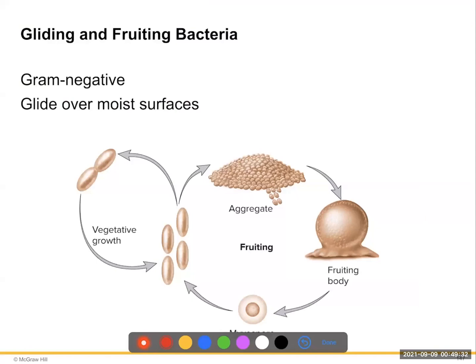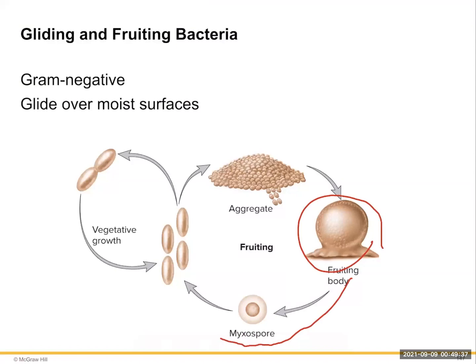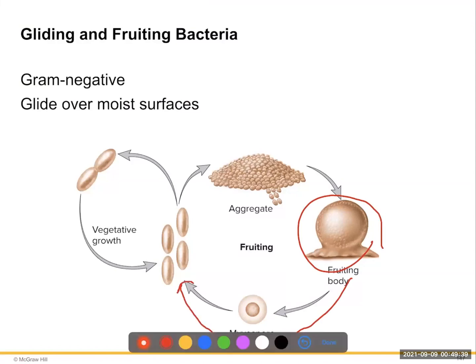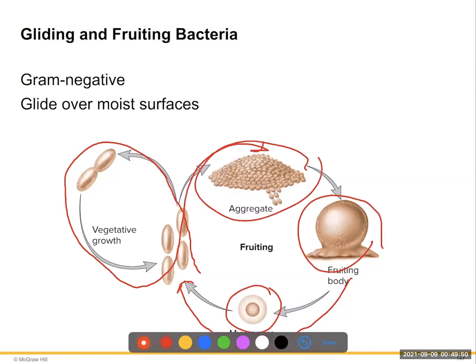Gram-negative, this is a fruiting body of it, and it goes down through the myxospore. Okay, and the myxospore is like an endospore. Okay, and then it starts to go to vegetative growth. It becomes activated. It keeps growing and forms an aggregate. This is a colony of these gram-negative cells.